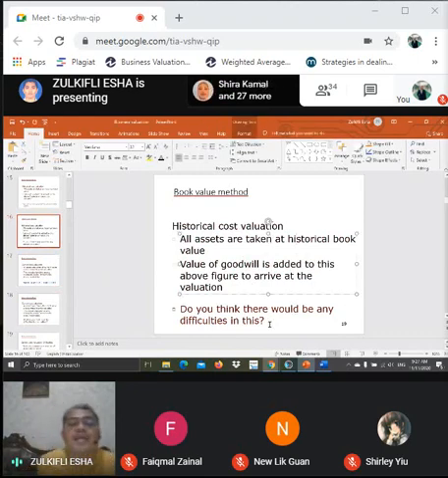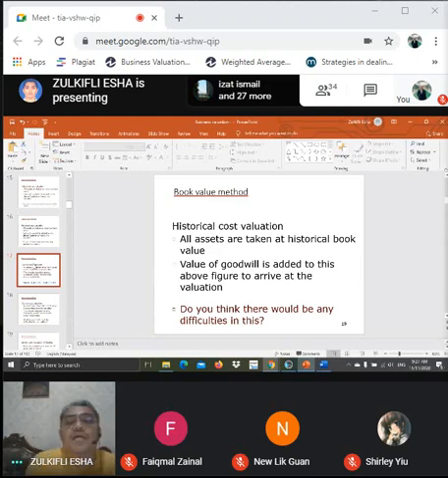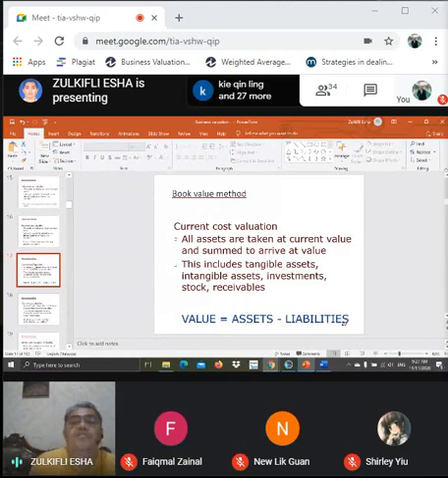So when we refer to historical cost valuation, is it the original amount of money that we pay when we buy the asset? Yes. So when we say current cost, it is the cost after taking into consideration depreciation or appreciation, because remember some assets have an element of depreciation which will affect the value of the asset. But some assets have an element of appreciation. Either depreciation or appreciation will have an impact on the value of the asset. So that's why we need to know the difference between current cost and historical cost, book value.